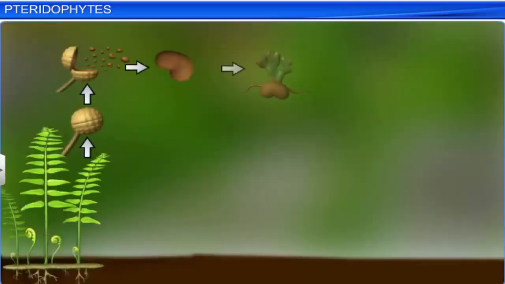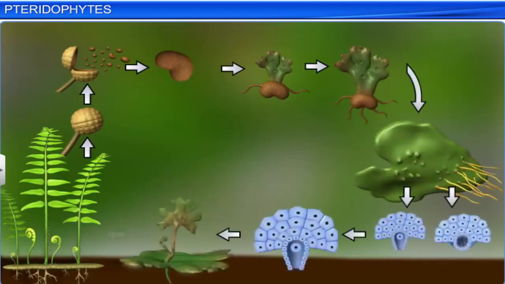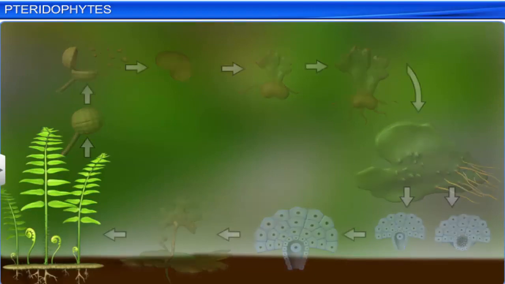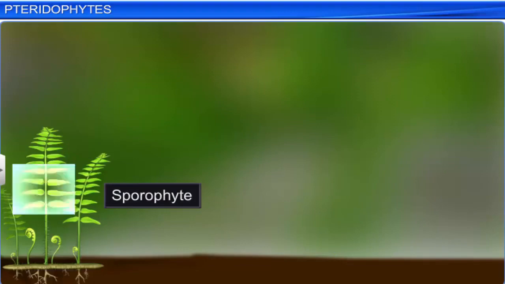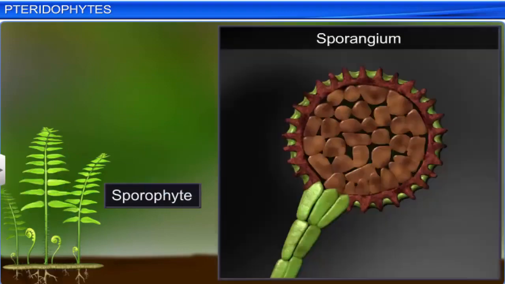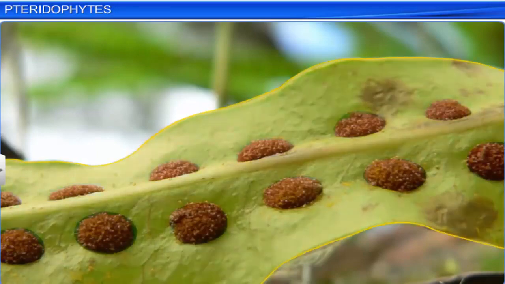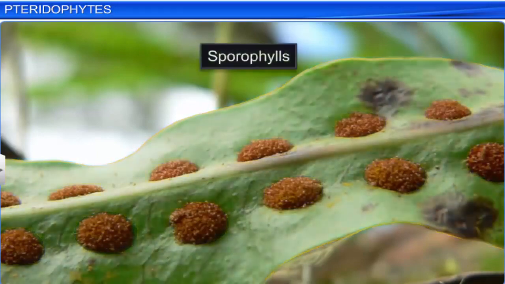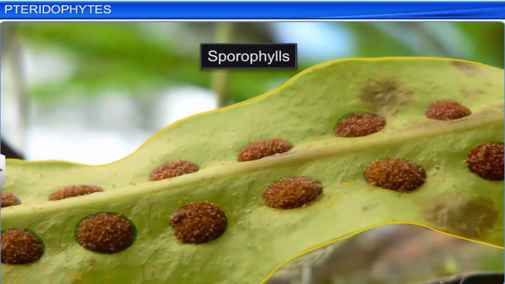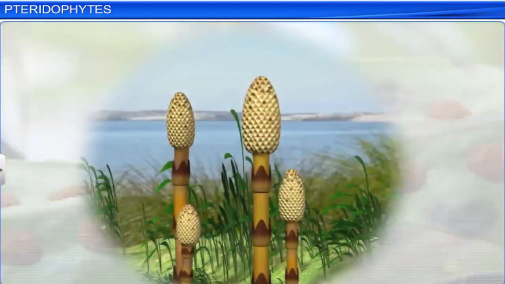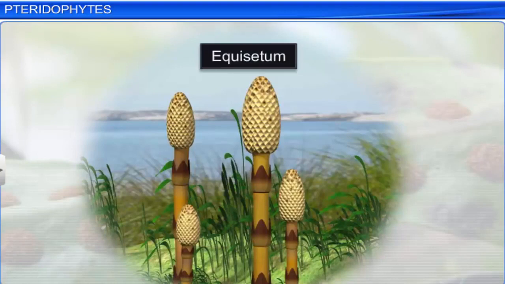The life cycle of a pteridophyte begins when the plant body, a sporophyte, bears sporangia, which are subtended by leaf-like appendages called sporophylls. However, in some genera like Equisetum, sporophylls might form distinct and compact structures called strobili or cones.